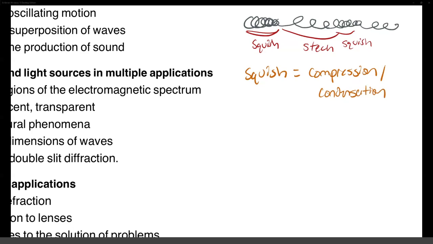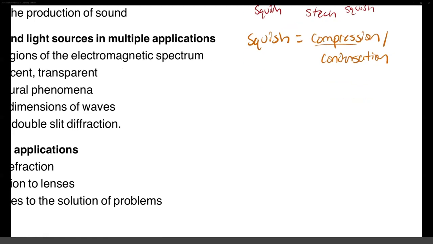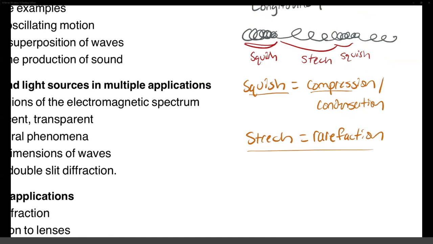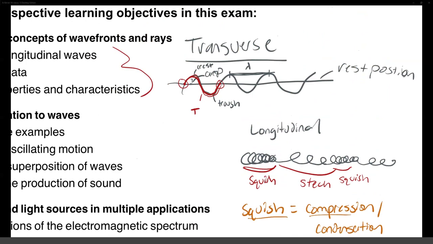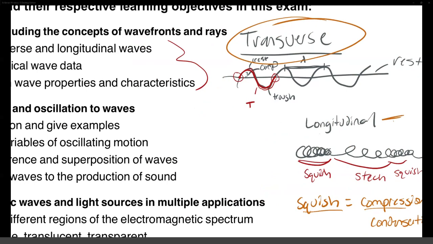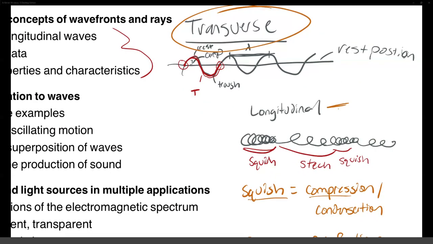And that's, I mean, if you think compress, like push together, like squish together, right? And then if it's a stretch, it's called rarefaction. So that's just in longitudinal waves. And we mostly dealt with transverse waves. We didn't really get into the longitudinal waves too much. So basically just understand that longitudinals are like a slinky, and transverse are the more wavy up and down, right?